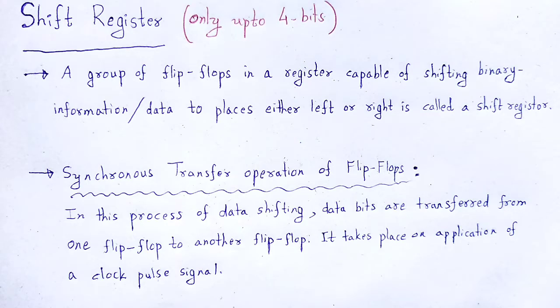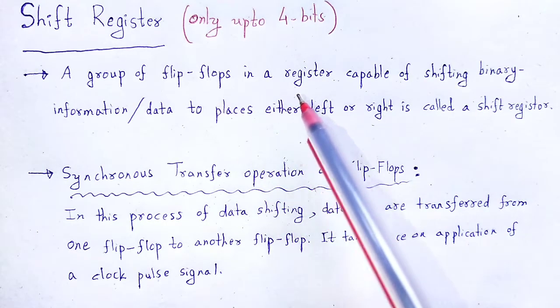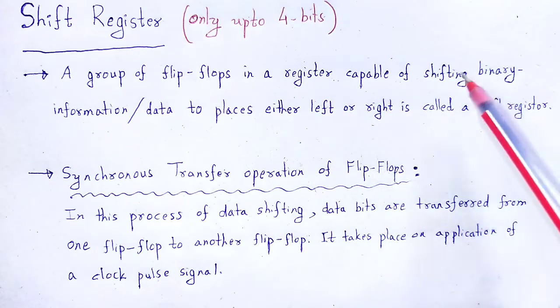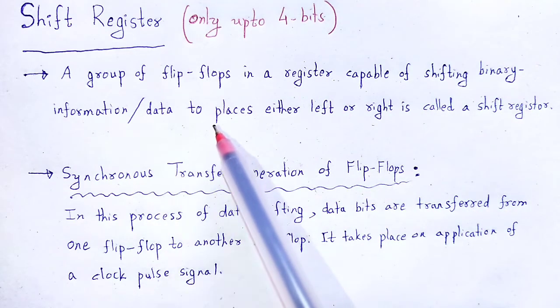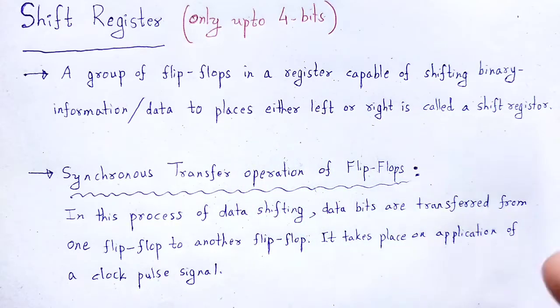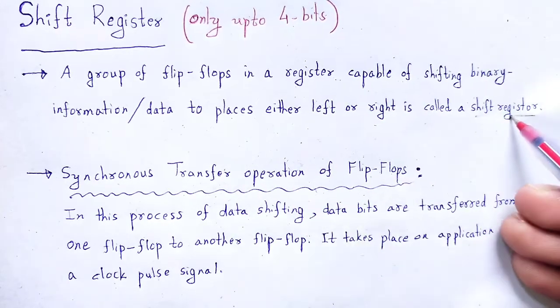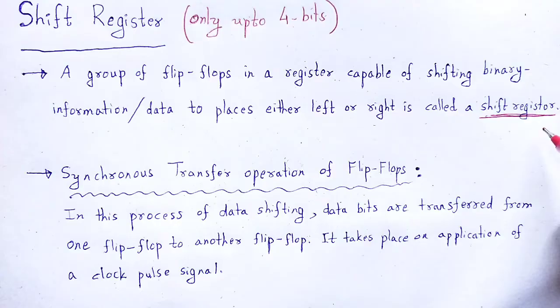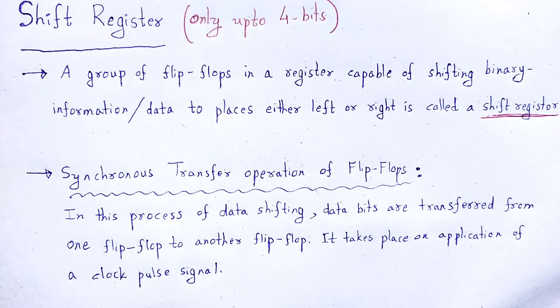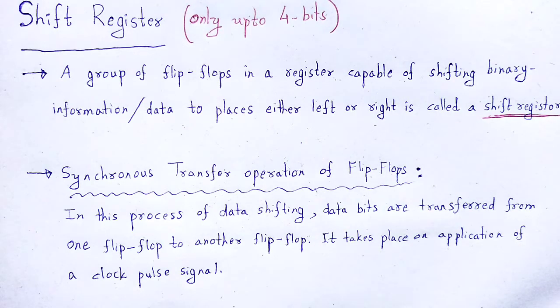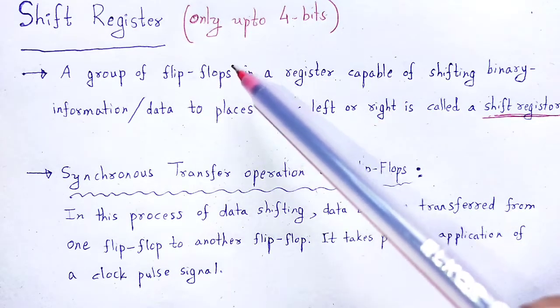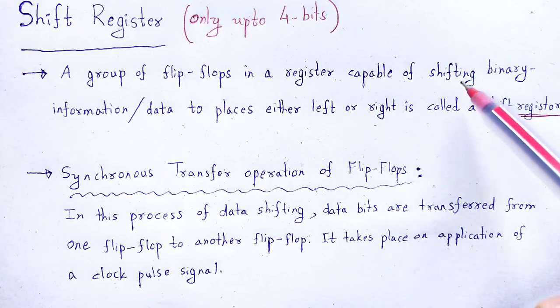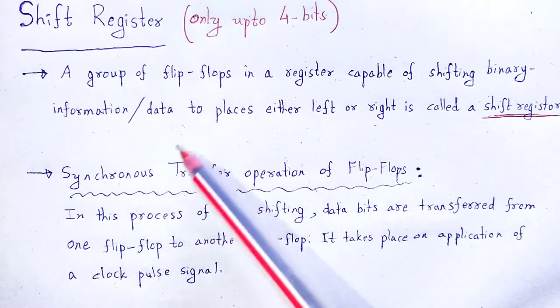A shift register is a group of flip-flops in a register capable of shifting binary information or data to places either left or right. A register is a combination of binary cells or memory cells in which binary data are stored. A number of flip-flops in that register are used for shifting binary information or data.